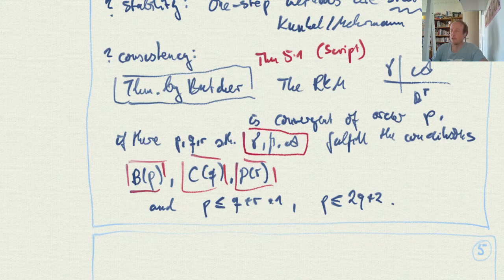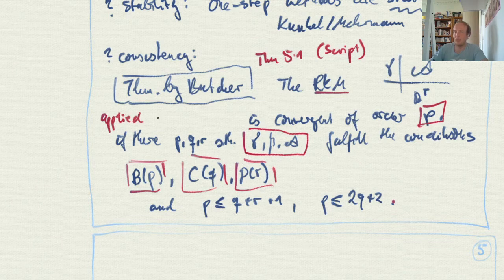Yeah. And if this is the case, then one knows that this RKM method is convergent of order P. This is interesting for us because it helps us to understand the Runge-Kutta method, and then we will derive similar conditions for application to a DAE. Good that I have some space left because we are still in the ODE case.